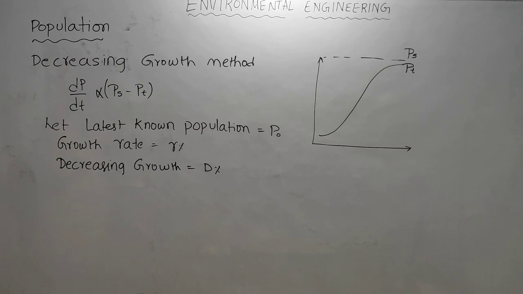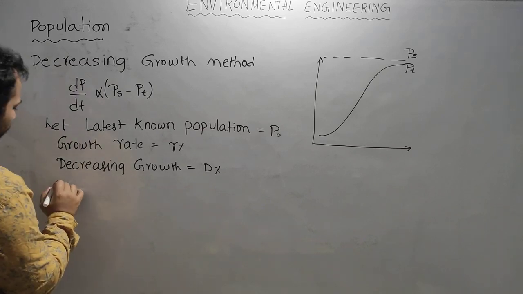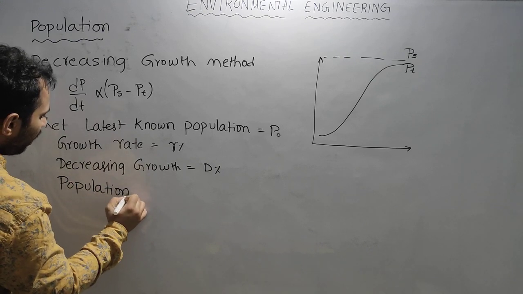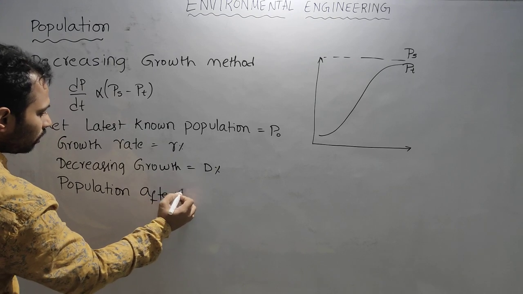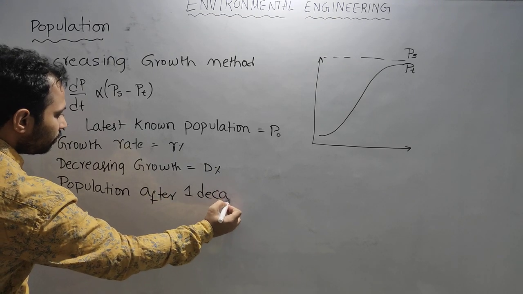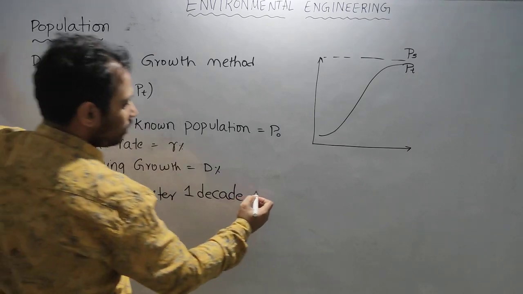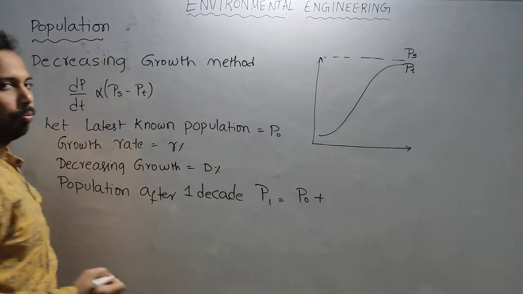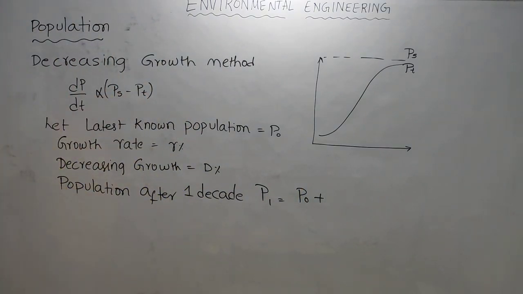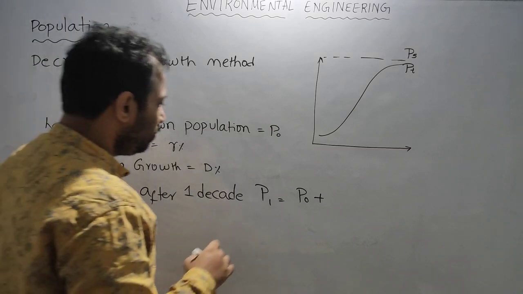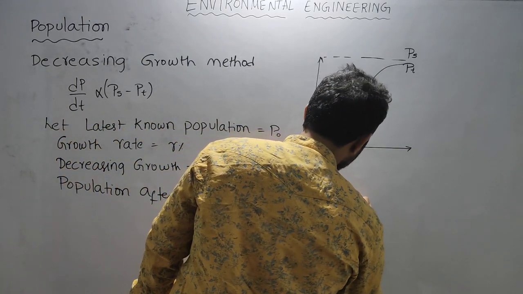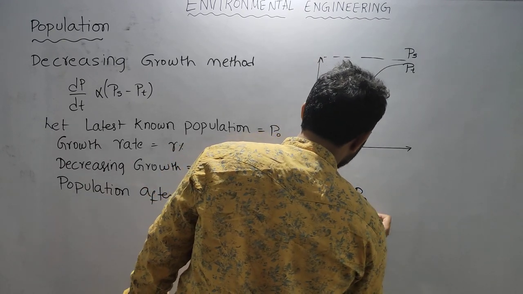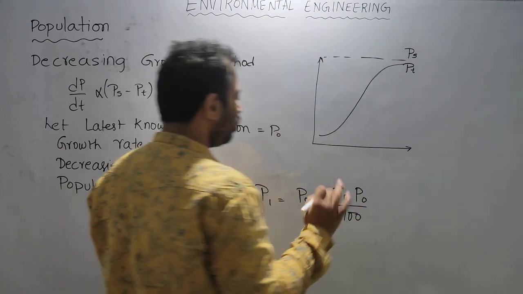Then the population after 1 decade, that is P1, is equal to P naught plus, so P naught is the already existing population, plus R naught into P naught by 100, so this should be the growth.